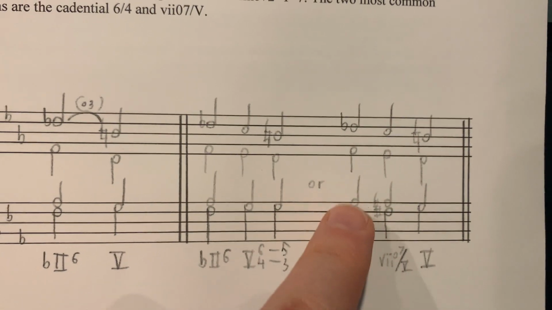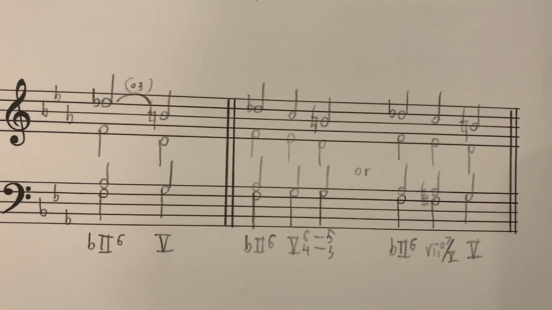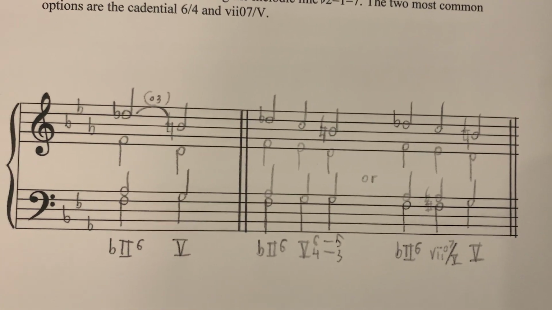Be careful. I know it's a little hard to tell how far I wrote this. This is actually an A natural there. Be careful in your spelling of the 7 diminished 7 of 5. All right, let me play all 3 of these.